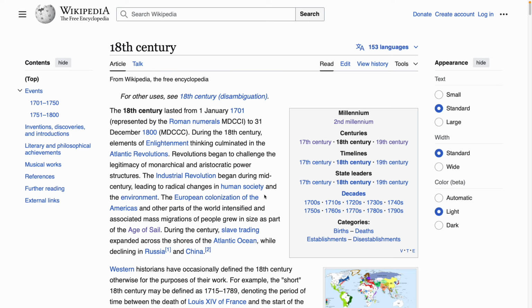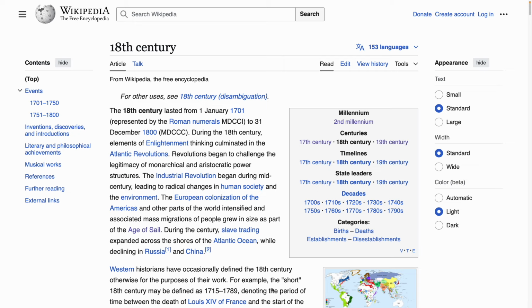The 18th century is also just the years of the 1700s. So the 1700s, that's the 18th century. That's how it is. Even though it's 1700s, it's the 18th century. It's confusing, but that's how historians label it. It also makes sense if you think about it.